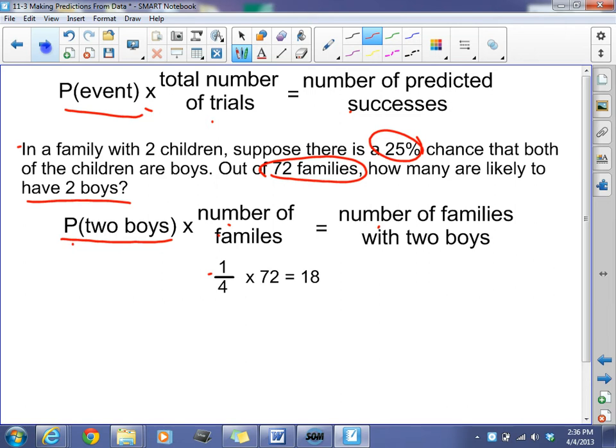Now I don't like that the book did this, but it does work. They took 25% and made it a fraction, which hopefully you are all familiar with. 25% is 1/4 as a fraction. We know that. That's obvious. You could leave it as 25%, just make it a decimal and multiply. That would be a little helpful. In fact, I'm going to be doing that a little bit later in the video. So 1/4 times 72 equals 18. So the prediction is there are going to be 18 families with 2 boys. Once again, this is 25% of 72, 18.